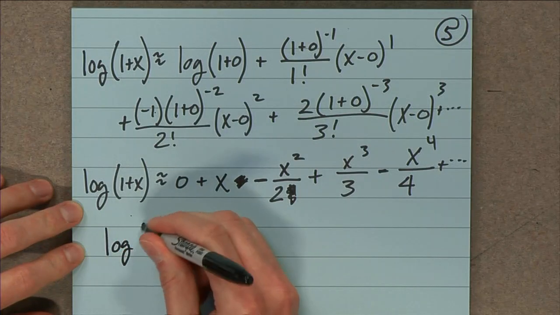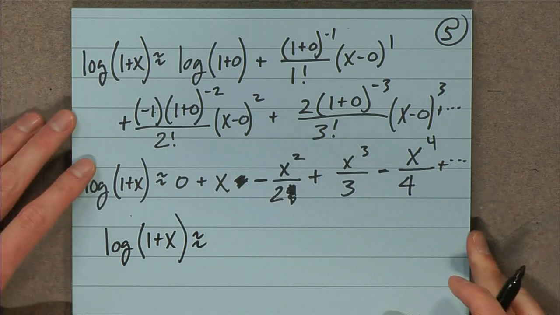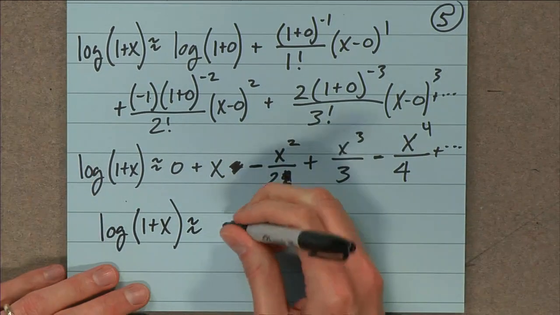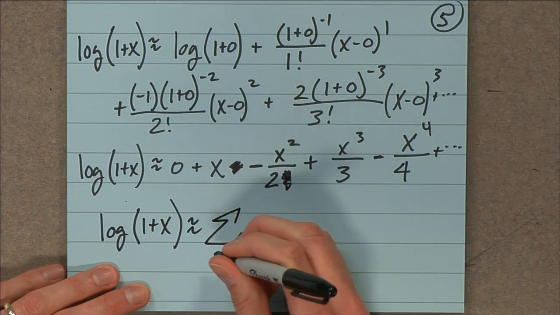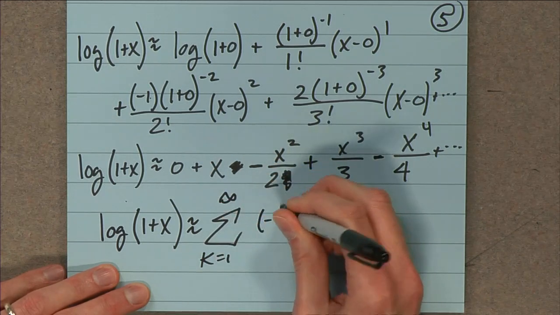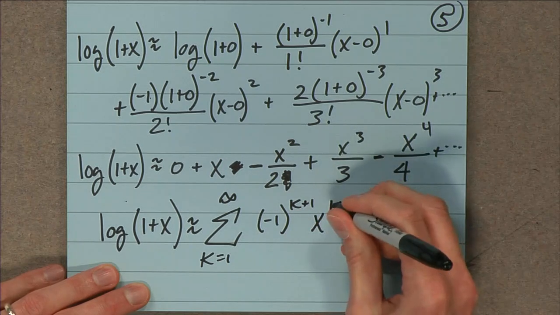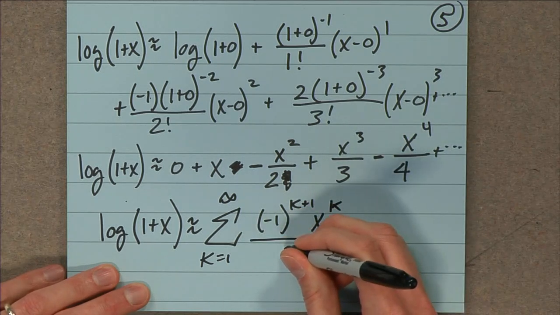So let's just consolidate this for the purposes of writing it as one big summation. Minus 1 to the k plus 1, x to the k, all over k.